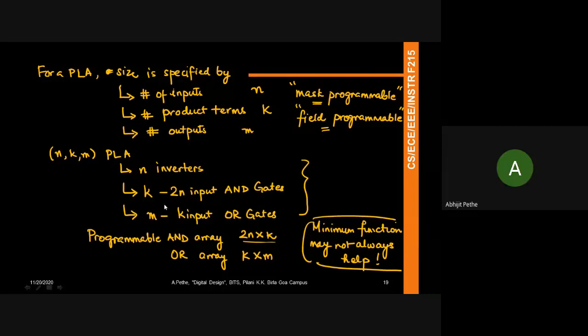The same logic goes for the OR gate. Suppose there are m OR gates. That means there are m outputs, and each OR gate can be connected to a maximum of k outputs of the AND gates. Therefore, I will have k times m fuses in the OR array that I have to think about and program.